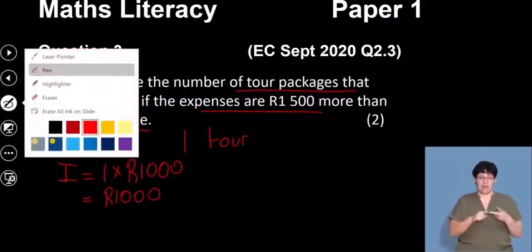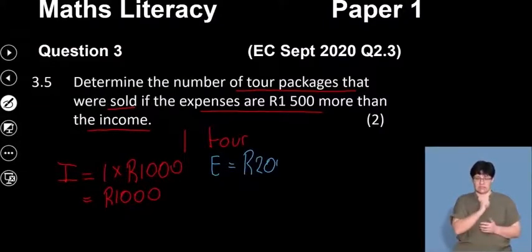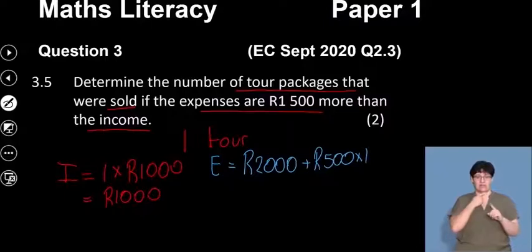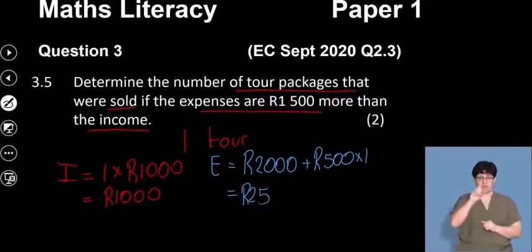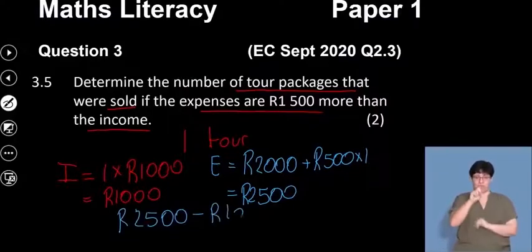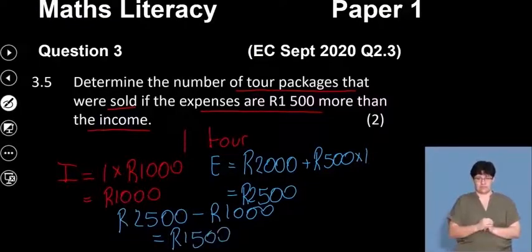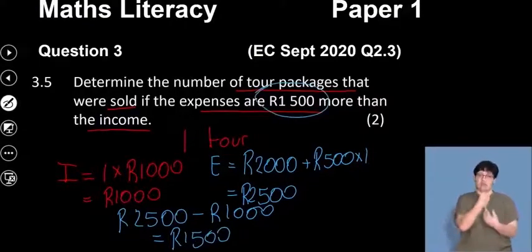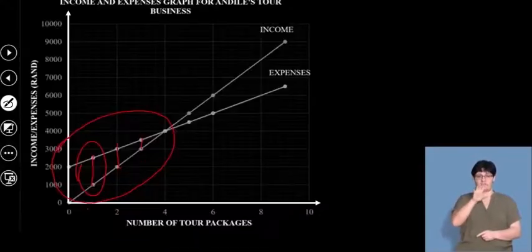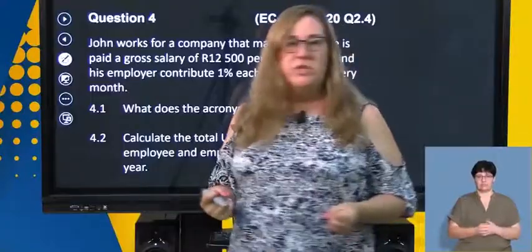And my expenses, let's do that in a different color. My expenses were 2,000 plus 500 times 1, which gives me 2,500. And now if I minus these two, and I want my expenses higher, 2,500 minus your 1,000, and I get my 1,500. And that is what the question asked for, 1,500 more. Right, that was our graph. Let's move on to another question.